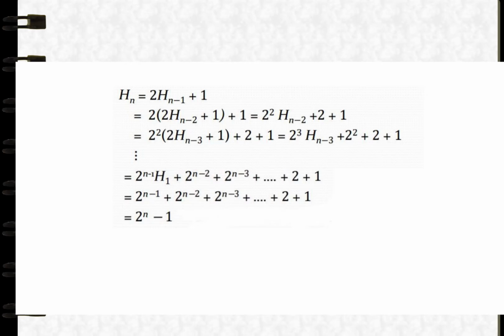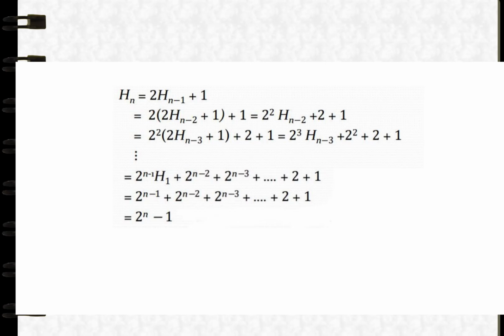After that, we repeat again with the same theory. A few steps of calculation are done again to find the result of H_n in terms of its previous term. Then we get 2 cubed times H_(n-3) plus 2 squared plus 2 plus 1. The process is repeated several times.